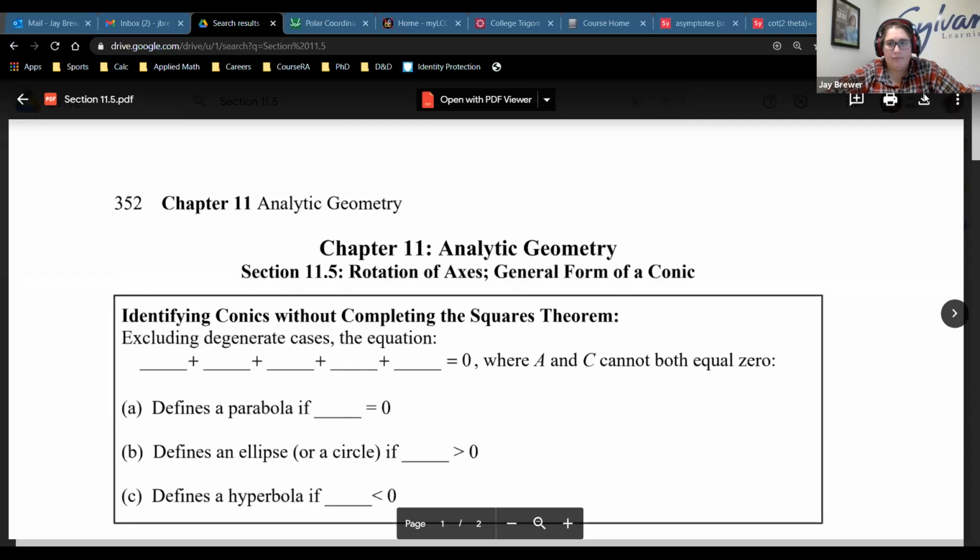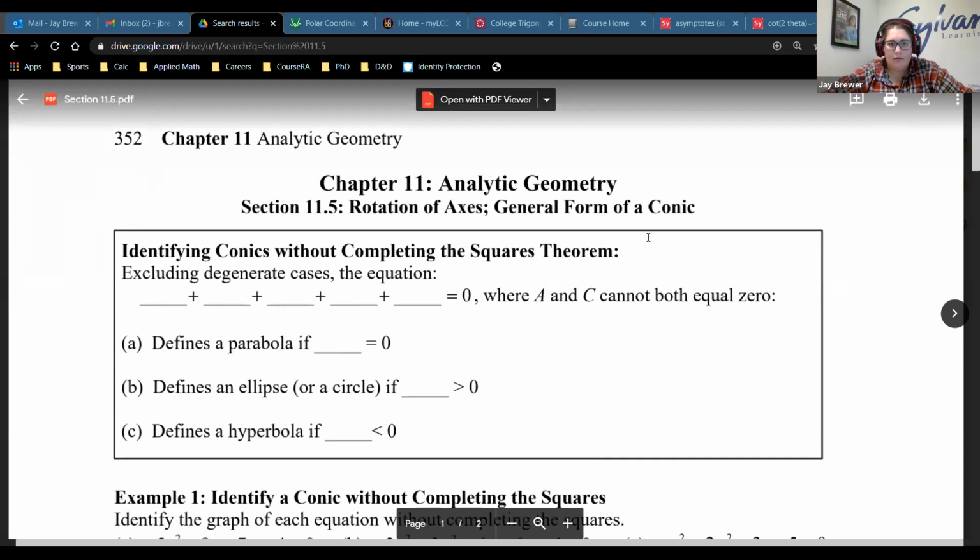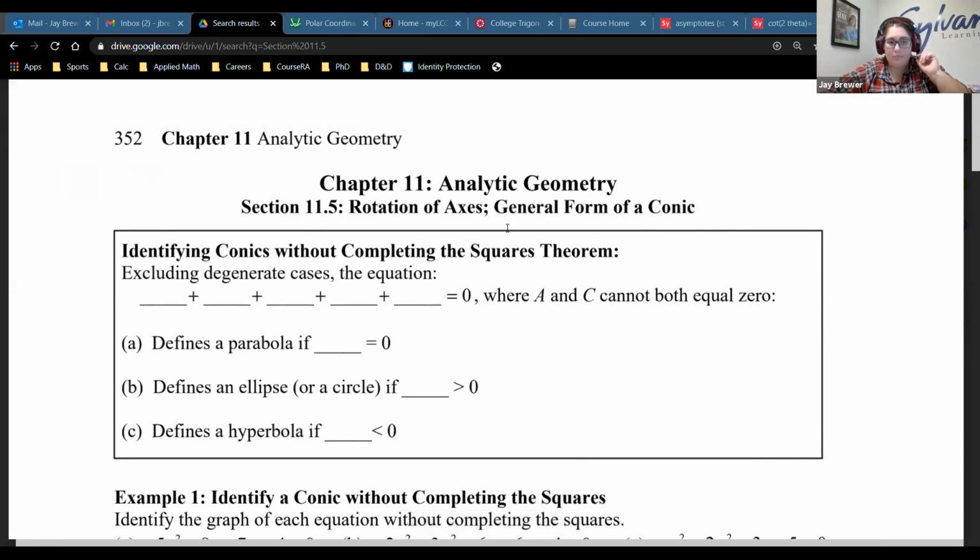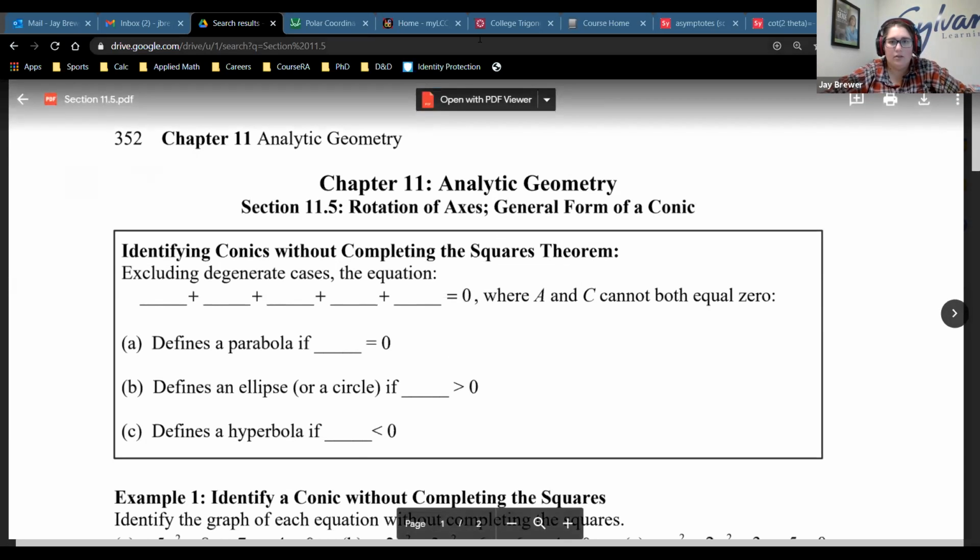All right. And 11.5 is going to go back to our traditional style of the note pages, because there was not a PDF or a PowerPoint for this one, so we're gonna have to go old school. All right, so we're looking at rotation of axis in the general form of a conic.